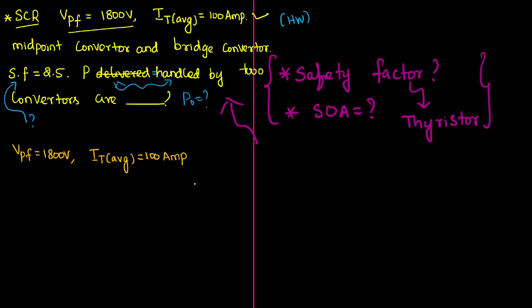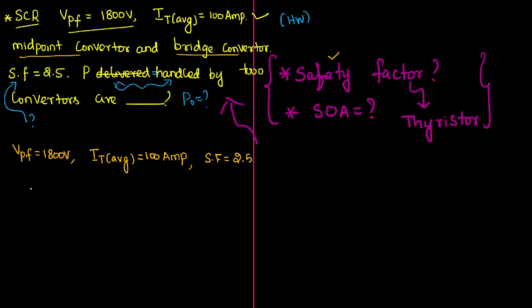Is there anything else after that? Yes, they have given one more point called the safety factor. This value is 2.5. I asked you all to see what the safety factor and safe operating area are in a thyristor. In free time, you can read it. Next, they are discussing the midpoint converter and bridge converter. Midpoint converter means with the help of transformers we design the single phase full converter.